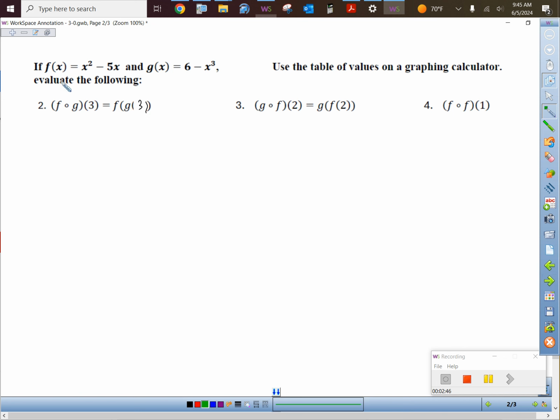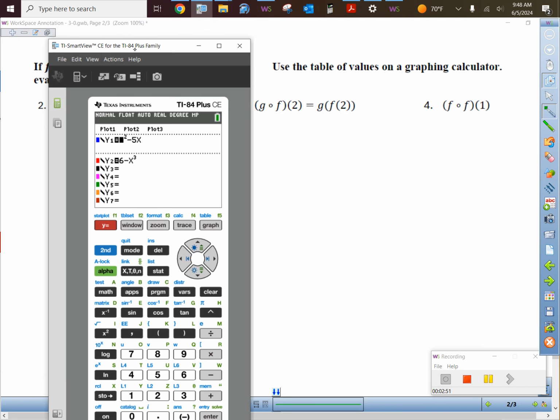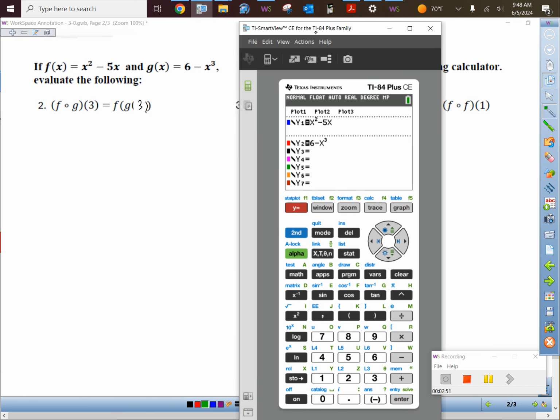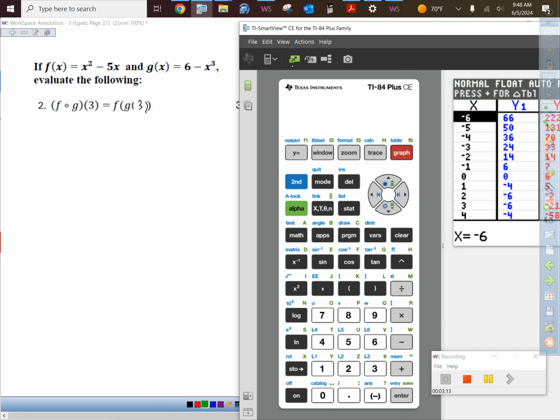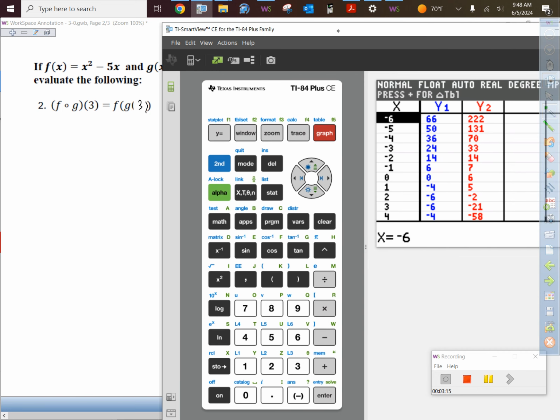So if f of x equals x squared minus 5x and g of x equals this, what we're going to do is punch those into our graphing calculator right here. I'm going to let the first one be y1, so it's x squared minus 5x, and the second one be y2, 6 minus x cubed. And what we can do is let the table of values do all the work for us. So if I go to second table right here, I'm going to make this large so people can actually see it.